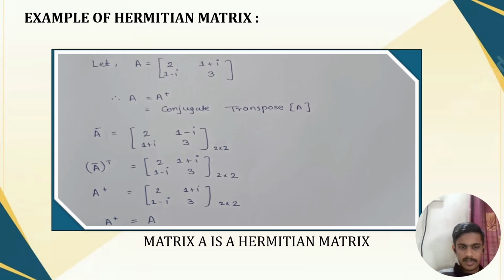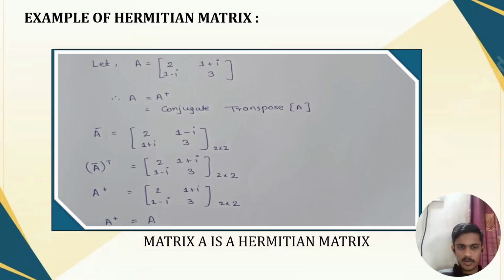Then we will take the transpose of the conjugate of A, which will become [2, 1 plus i; 1 minus i, 3], also a 2 cross 2 matrix. So the transpose of the conjugate of A becomes A dagger, equal to [2, 1 plus i; 1 minus i, 3], a 2 cross 2 matrix, and you can see here A and A dagger are the same, so the property is true.